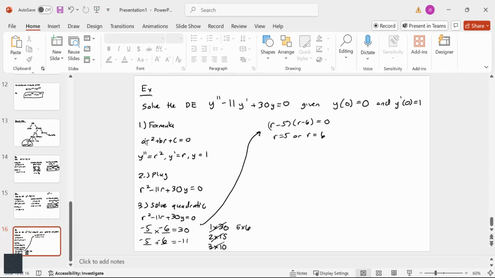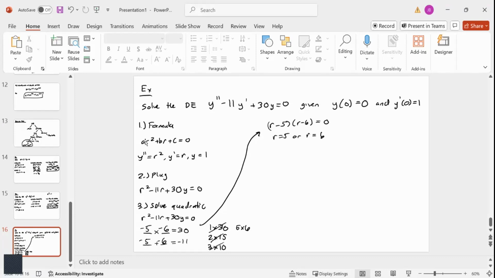Again, if that is too much work because you're not comfortable factoring, trust me, I was not comfortable factoring until I started teaching it, then just use the quadratic formula. There's no shame. Please don't think there's shame in using the quadratic formula. We love it. So we got our answers.